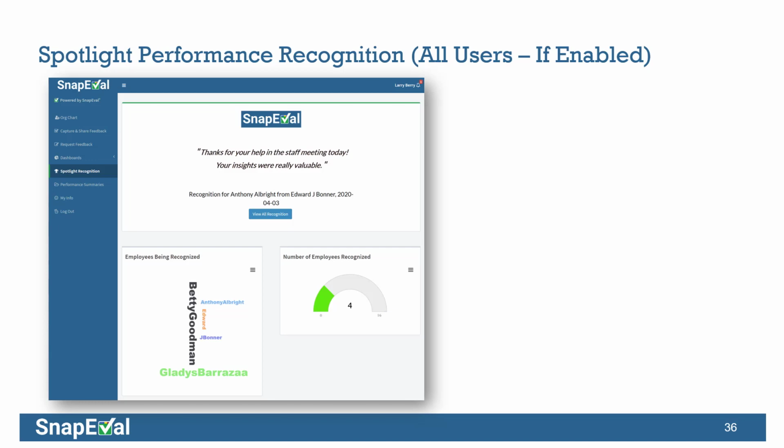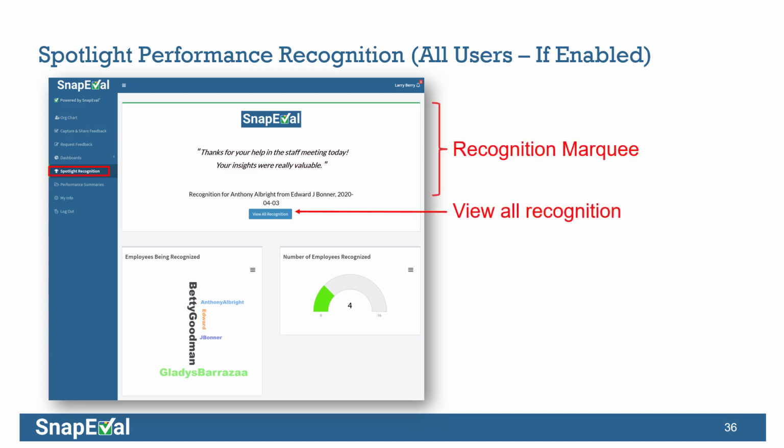If the Spotlight Performance Recognition feature is turned on in SnapEval, this is what the Spotlight Recognition dashboard looks like. It's basically got a marquee of feedback that scrolls across, so you can see who created a snap that was recognized for performance excellence, who was the recipient of it, and there's a button right below that that says View All Recognition that allows you to see every snap that has been recognized for performance excellence in your organization.